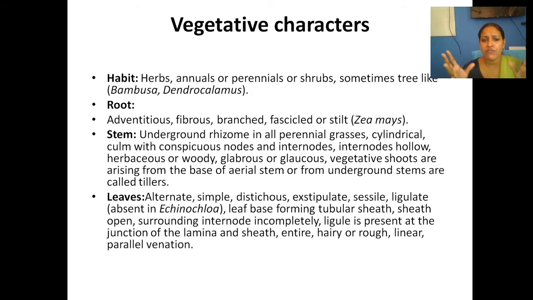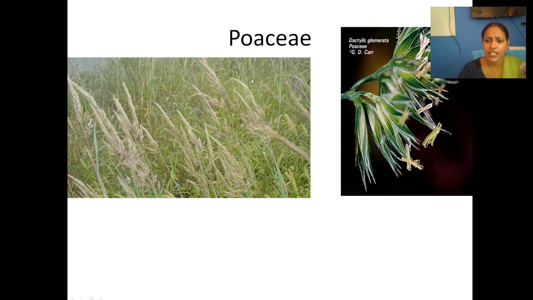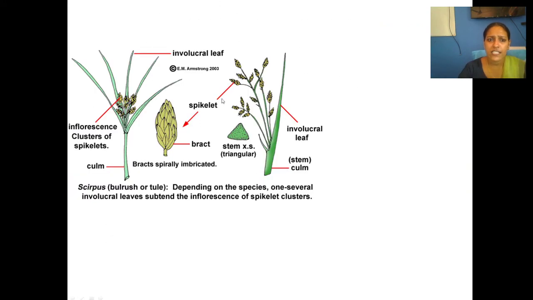And what about the leaves? Leaves can be alternate, simple, exstipulate, sessile. Here also you could see that the leaf sheath is there at the base, and the other features, parallel venation, we have already discussed. See, this is the condition there. Okay, and this is a spikelet.